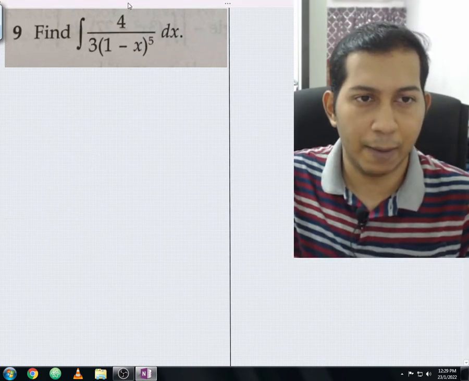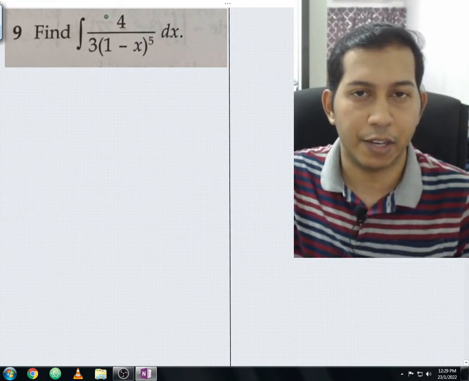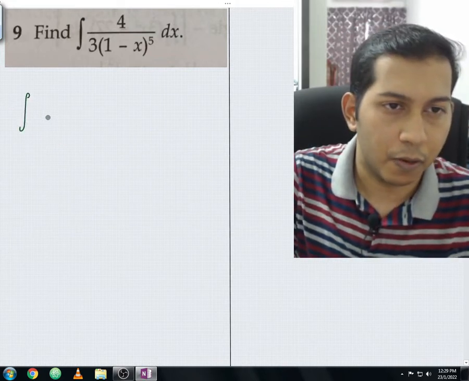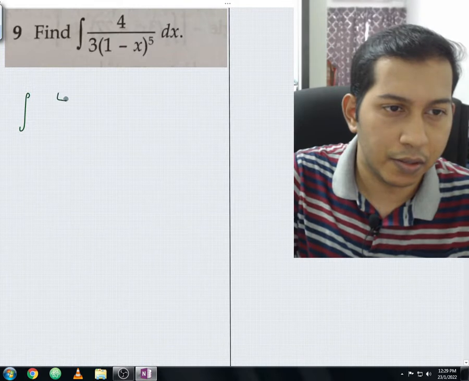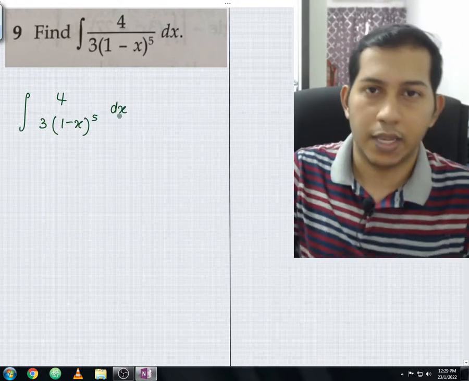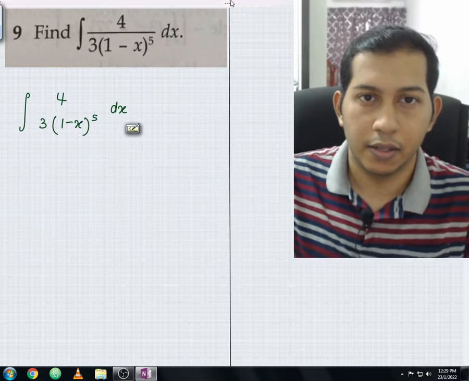For the first step, I'm going to copy down this integration equation into our working here. So you copy down the equation: 4 divided by 3 times (1 minus x) to the power of 5 with respect to dx. Okay, so you underline the fraction.